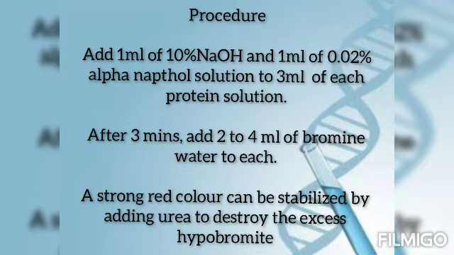Procedure: add 1 ml of 10% sodium hydroxide and 1 ml of 0.02% alpha naphthol solution to 3 ml of each protein solution. After 3 minutes, add 2 to 4 ml of bromine water to each test tube. A strong red color can be stabilized by adding urea to destroy the excess of hypobromite.